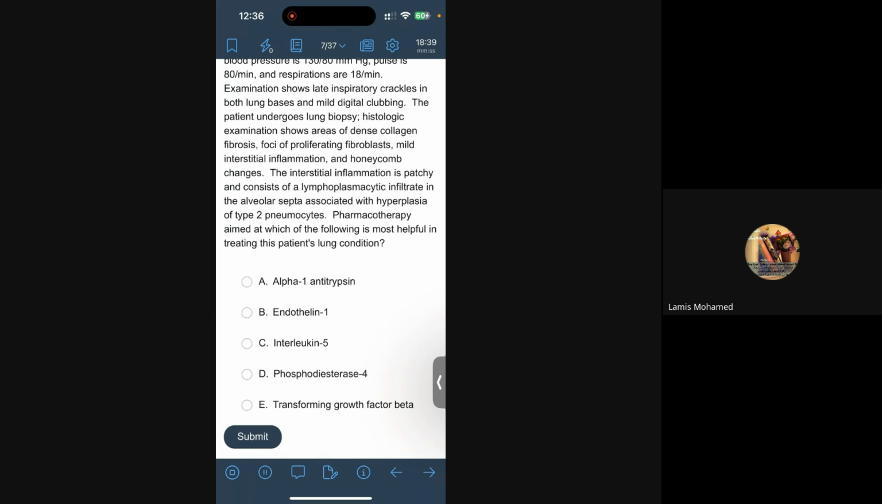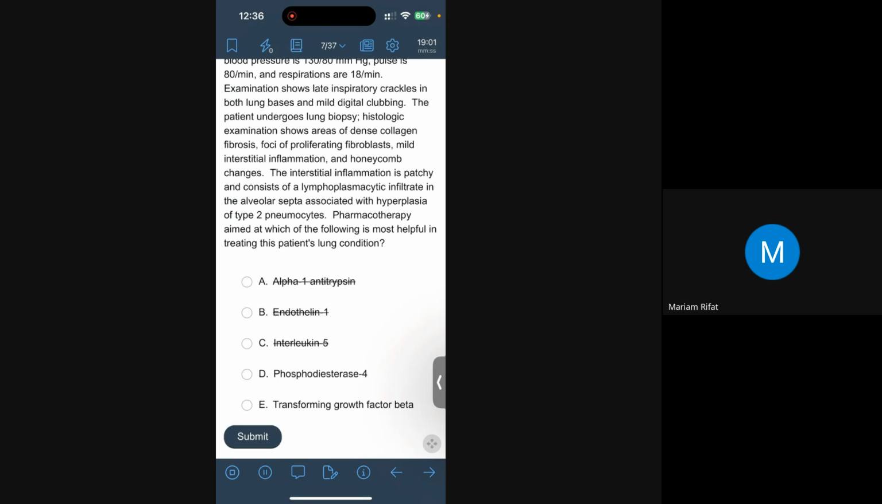Alpha-1 antitrypsin is involved in which disease? Emphysema, panacinar emphysema. Endothelin 1 is involved in pulmonary hypertension. Interleukin 5 is involved in asthma. It causes the differentiation of eosinophils in asthma.